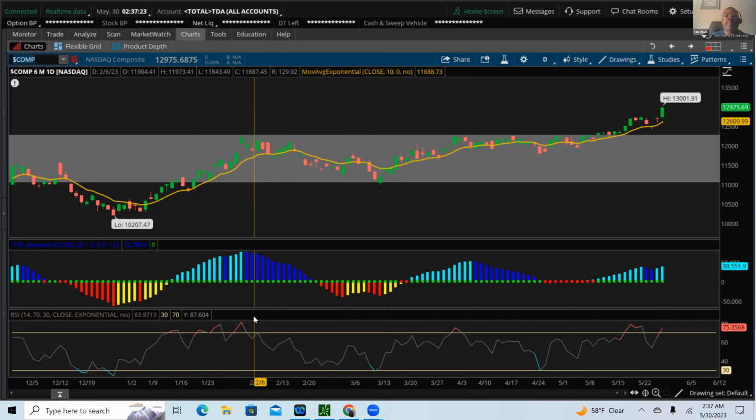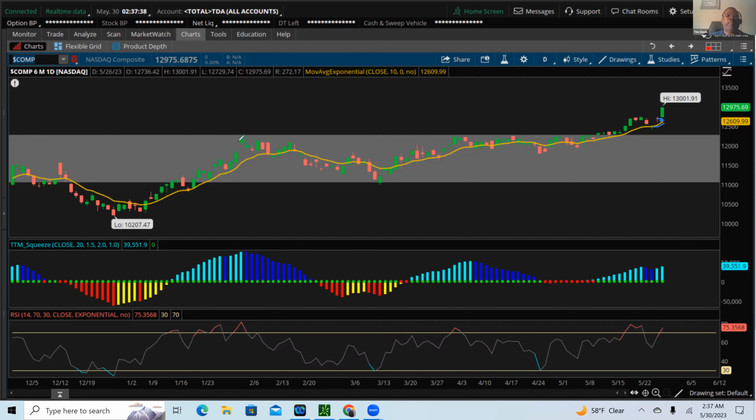Last time we've seen some action like that, we got this huge rally, a huge move away from the moving average. Remember, price likes to come back to the mean. We got a huge rally away from this moving average here, that little space there.